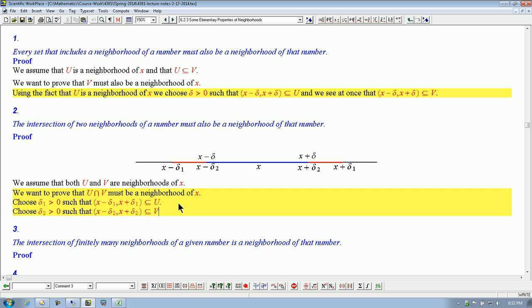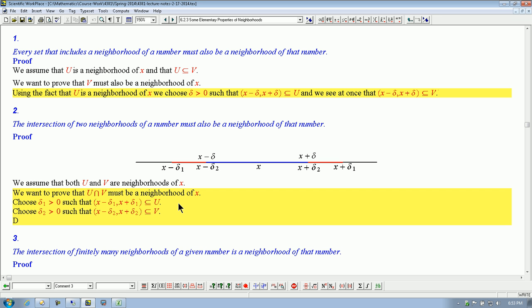Okay? Now what must you do if you want to get an interval that is a subset of the intersection? It's got to be a subset of U, and it's also got to be a subset of V. How do you guarantee that you stay inside U and inside V as well? I'm trying to find a positive radius of an interval that will stay inside the intersection.